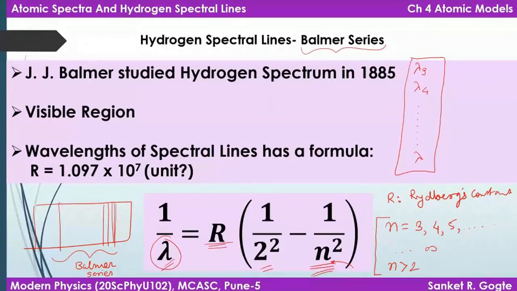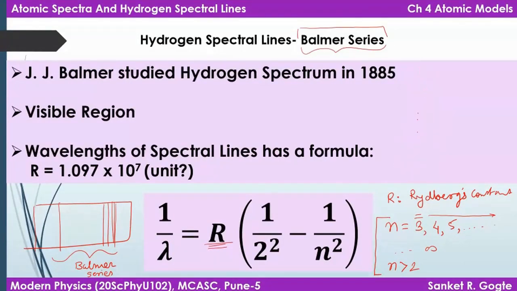So let me ask you this: in principle, how many lines are there in the Balmer series? In principle there will be infinitely many lines, right? Because for every possible value of n, we will get one value for lambda. Am I correct? Is it fine?